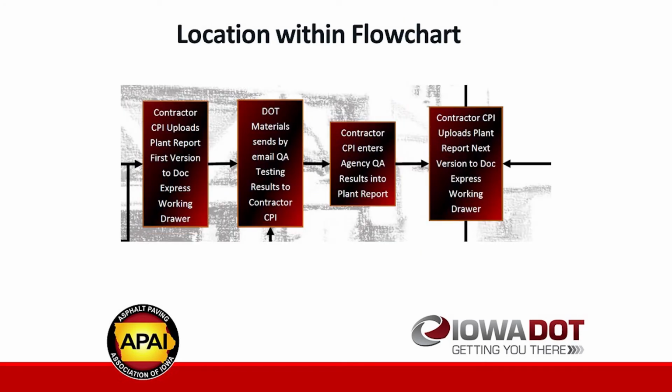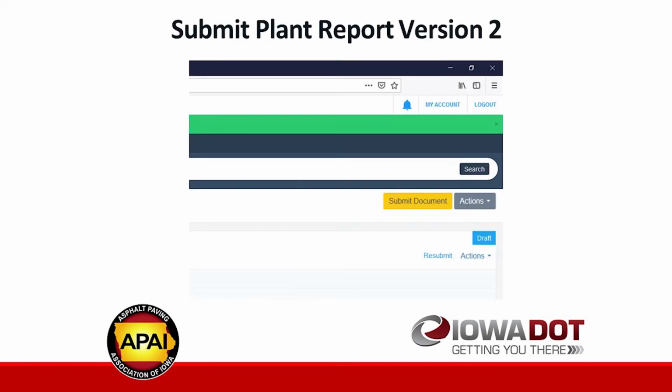So this here is just trying to provide a location in the flow chart of what you're looking at. This is where the contractor uploads the plant report for the first version to DocExpress, and then from our materials office we'd send our data that we've tested back to the CPI, and then the CPI gets the information uploaded into the plant report and resubmits it to DocExpress. And this is where, going back to version 2, the resubmit button is what you'd click to do that submittal.